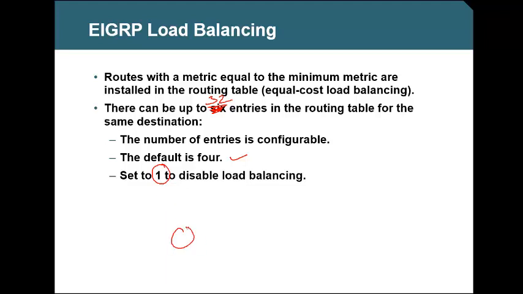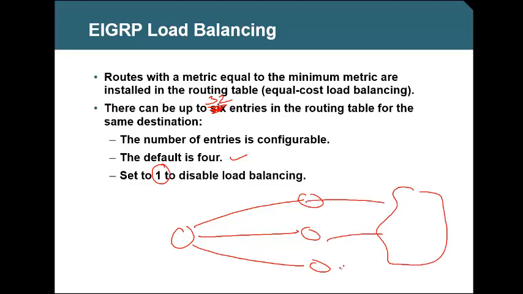So when there is an equal cost path to some network, if I go this way it is 10, if I go this way 10, if I go this way 10, all the 3 routes will be seen in the routing table to reach this destination 1.1.1.1. So when you type the show ip route command, you will see 3 routes because all 3 have got the same metric. Equal cost load balancing is supported by default. But if you wish to disable it, you can set it to 1.